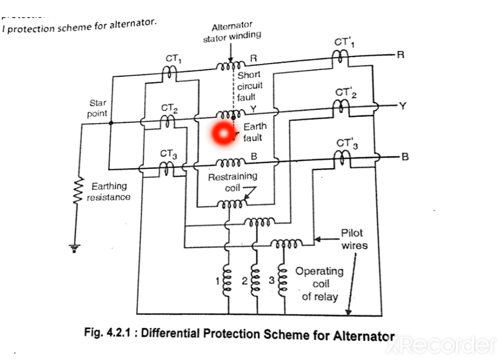If the earth fault takes place at the point Y, that is the Y phase, the earth current flows through the Y phase to the earth. So the currents from CT1, CT2 and CT3 will not be the same. Due to this, relay coil 1 operates and a trip signal is sent to the circuit breaker. This is how the differential protection scheme for the alternator is used.